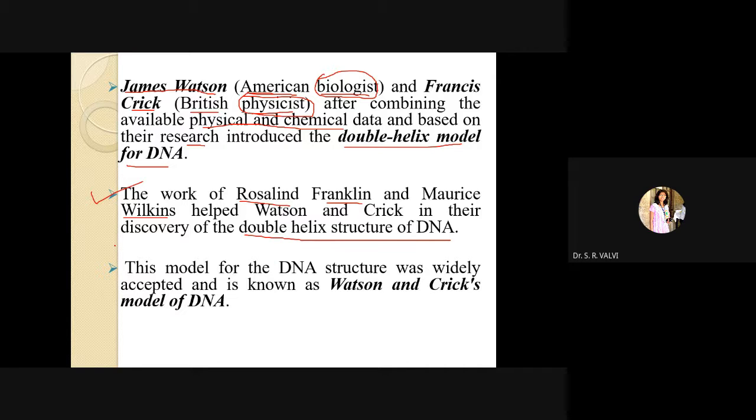This model for DNA structure was widely accepted and is known as Watson and Crick's model of DNA. We are always saying Watson and Crick, Watson and Crick. So what is the main reason behind calling this model Watson and Crick? Because of the scientists who discovered this model, the model of this DNA is named the Watson and Crick model of DNA.